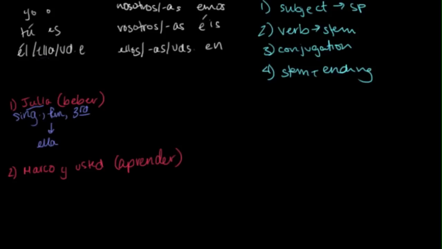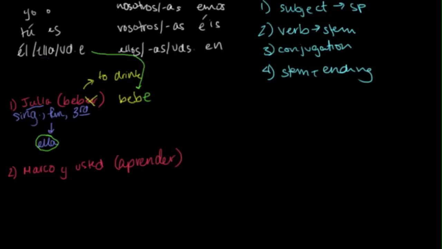Now let's take a look at our verb, which is beber and means to drink. So here we have to drop our infinitive ending to be left with our stem, like so. Step 3 is to choose our conjugation ending. So we see we're working with ella, and we go up and we see the ending is e. So we add that right onto the end of our stem. And we have Julia bebe, Julia drinks.